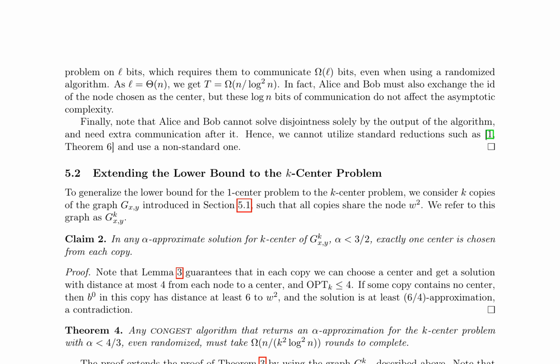The key argument begins by establishing Claim 2, which states that in any alpha approximate solution for the K-center problem of G^K_x,y, alpha less than 3/2, exactly one center is chosen from each copy. This claim is supported by Lemma 3, which ensures that each copy can choose a center and achieve a solution with distance at most 4 from each node to a center, while the optimal solution, OPT_K, is at most 4. Theorem 4 then extends the lower bound for the K-center problem.